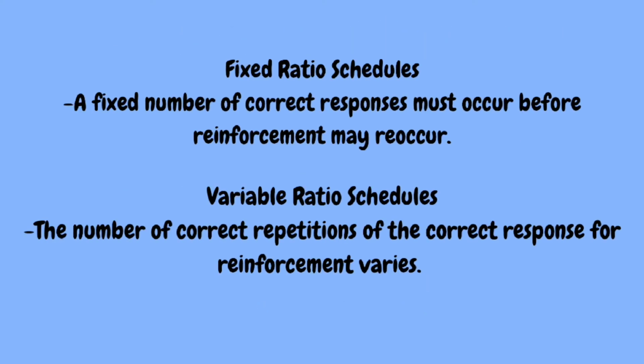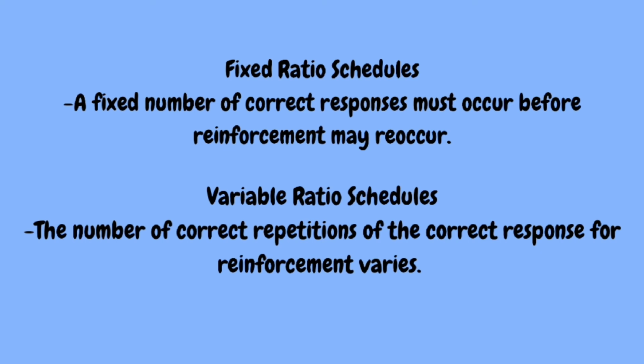Third is the fixed ratio schedule. In a fixed ratio schedule, a fixed number of correct responses must occur before reinforcement may reoccur. For example, the bird will be given food, which is the reinforcer, every time it presses the bar 5 times.